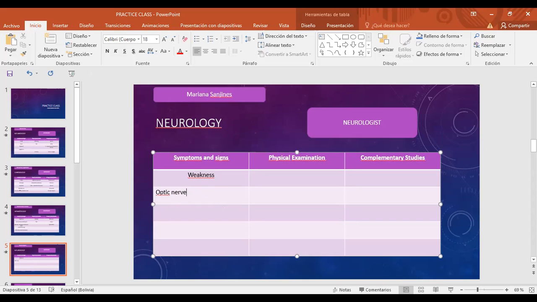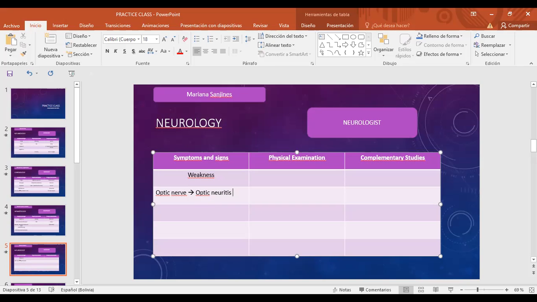Okay, so it causes, oh sorry, diplopia. Just like in Spanish, diplopia, like double vision. Okay, when the optic nerve is inflamed, it causes optic neuritis. Sorry, optic neuritis. Okay, so this person has like a blurry vision.